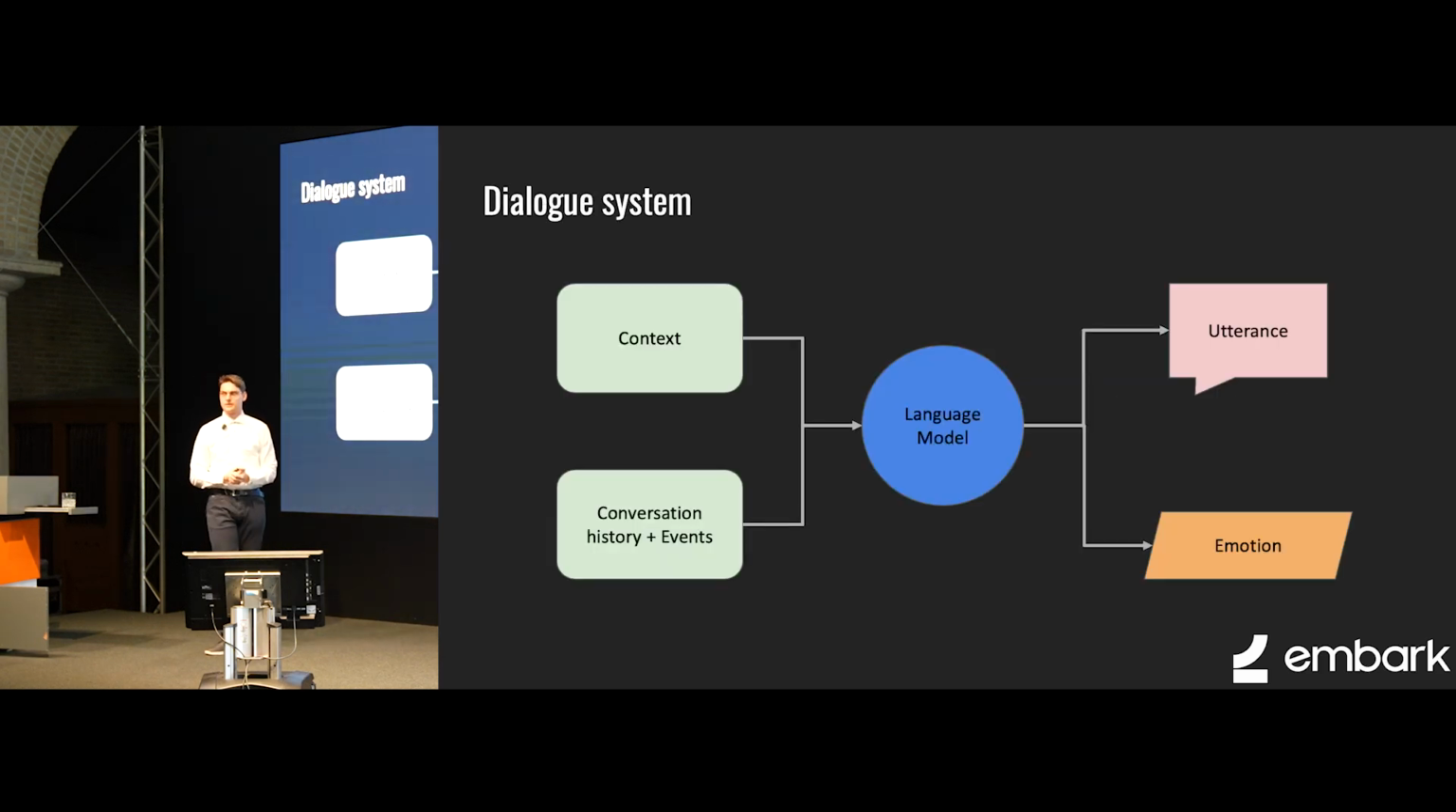And this leads us to our dialogue system, which is composed of the context that I just explained, and then simply the conversation history or the text format of events. We put them together and we give it to the language model. And then the language model will output an utterance, so what the creature will actually say, and an emotion. And the emotion is used to change the facial expression of the creature.